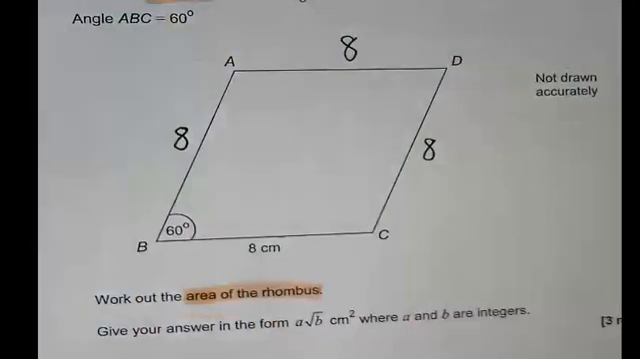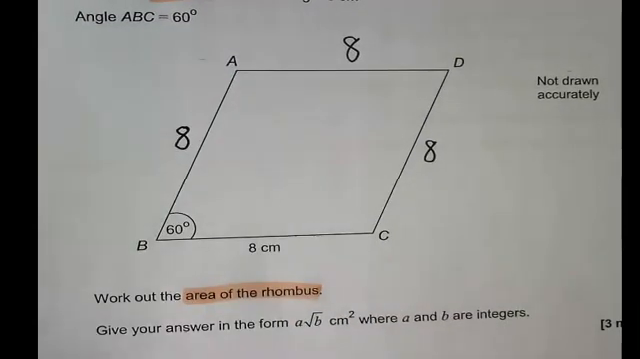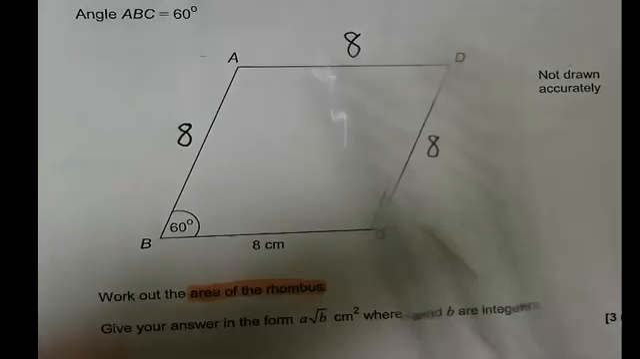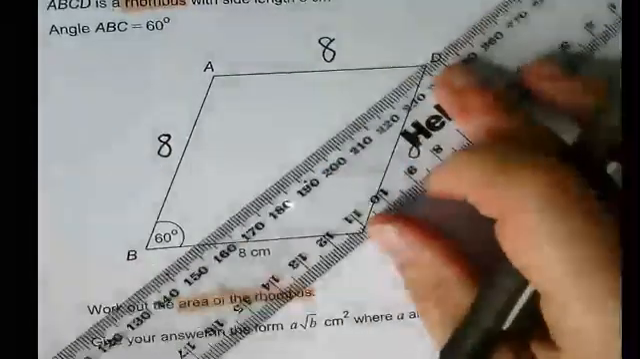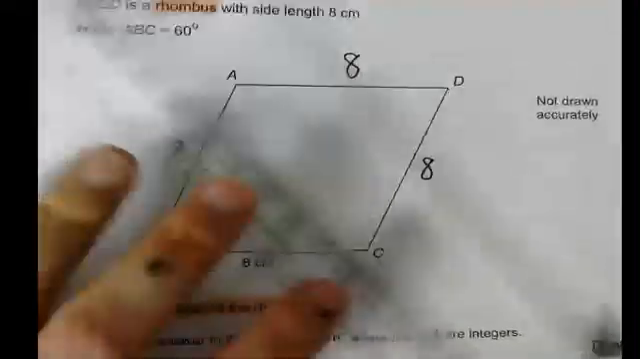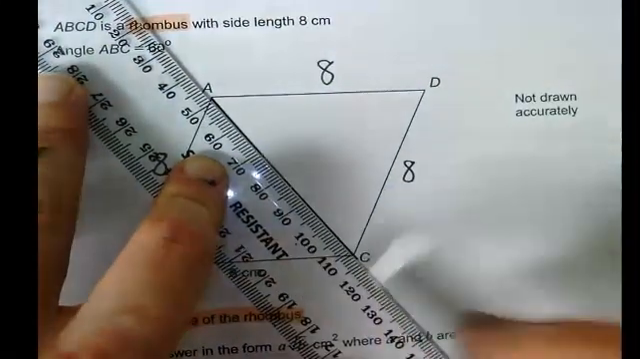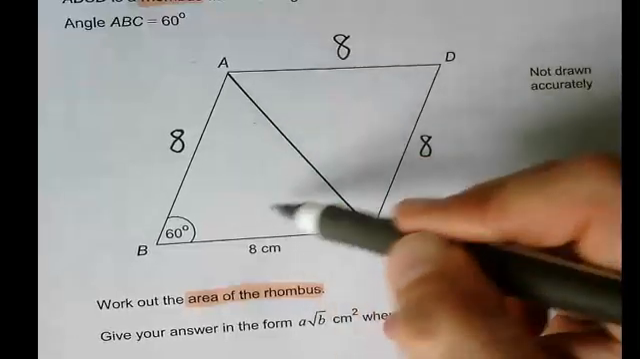Area of a rhombus. I'm not sure how to work out the area of a rhombus, but I can see I could maybe split it into two triangles. I know how to find the area of triangles. I'm going to split it this way so that I've got a triangle with two lengths and an angle, as opposed to this way where I could work out this angle, but this is going to be simpler. And I'm going to see if I can work out the area of this triangle.